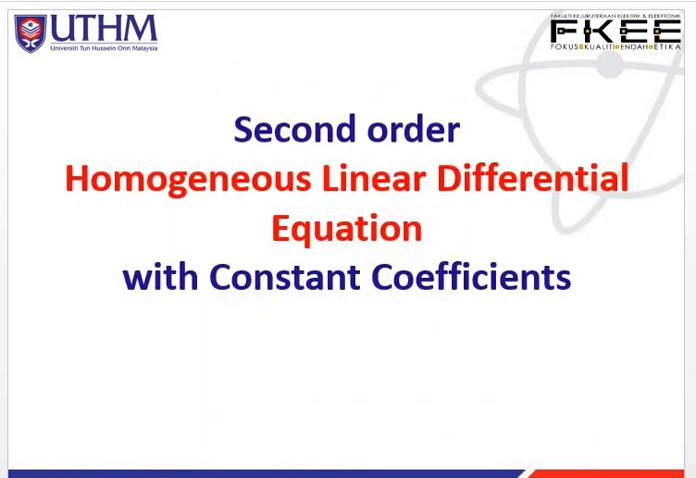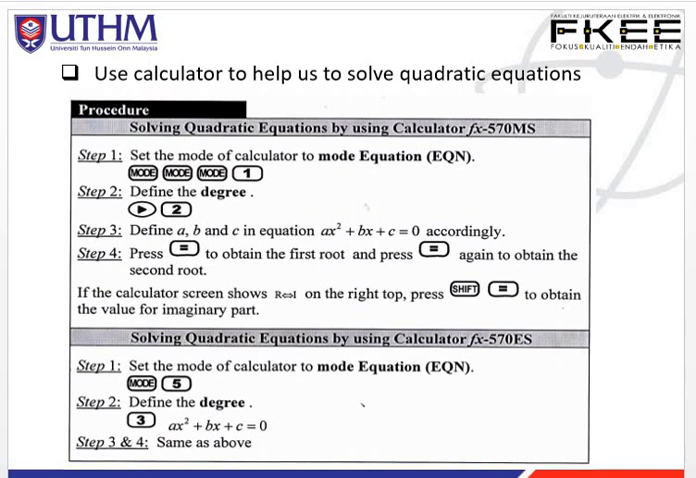After you know what is second order, what is homogeneous, what is non-homogeneous, and what is constant coefficient, we shall move to the example. First of all, I would like to share with you the homogeneous linear differential equation with constant coefficient. Normally, solving the linear differential equation involves the quadratic equation. In order to ease your life, you can use the calculator to help solve the quadratic equation.